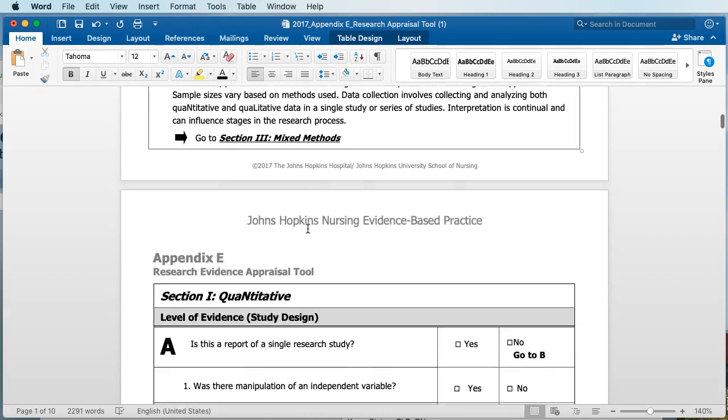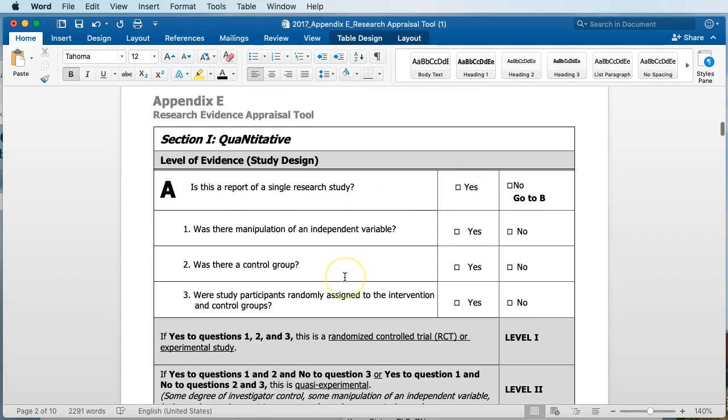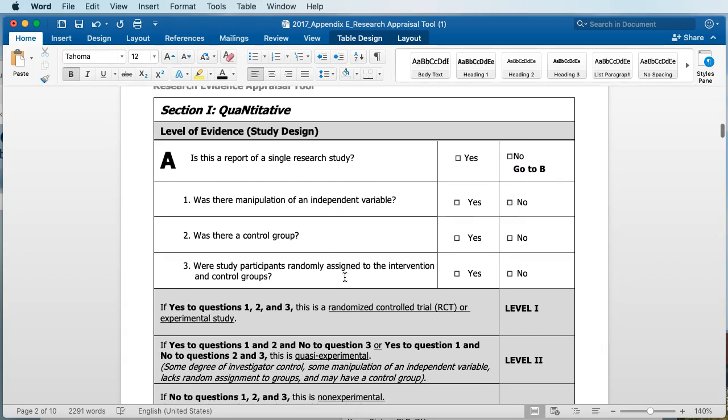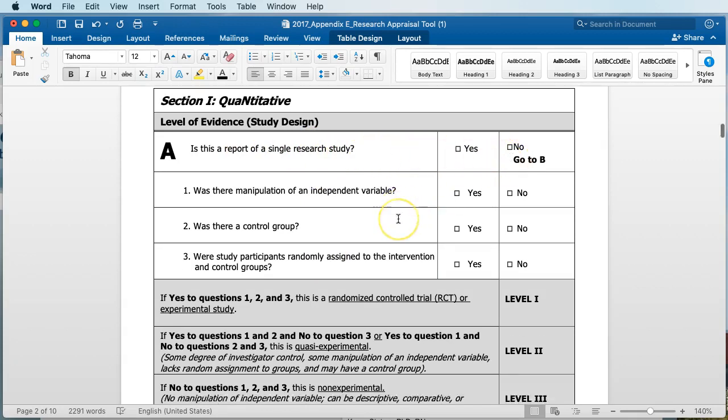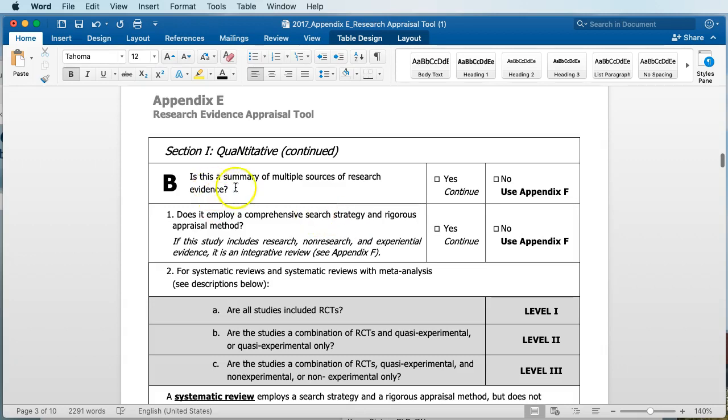All right, back here. Is this a report of a single research study? No, we're going to go to B. We will not stop here now. We are not going to fill any of this out. Why? Because it's not a report of a single research study, so we're going to B. The next question is, is this a summary of multiple sources of research evidence?